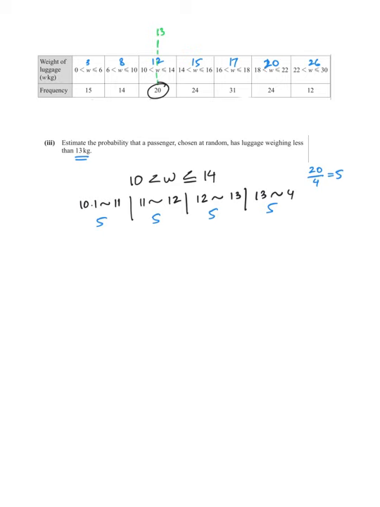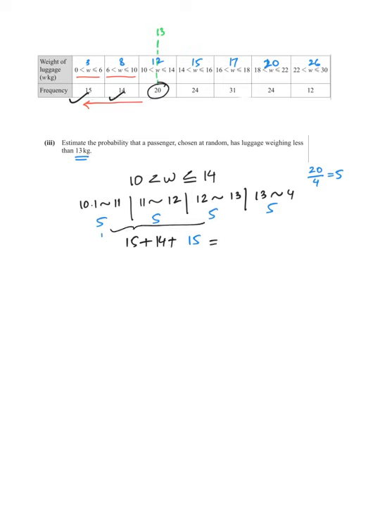Now it says lesser than 13 kg. Lesser than 13 kg means these three will be included, right? These three mean 5, 5 plus 5 is 10, 10 plus 5 is 15. And lesser than means all those on the left side of this column. This one is also lesser than 13 and this one is also lesser than 13. So the total frequency we have will be 15 for this one, plus 14 for this one, and 15 for these three.